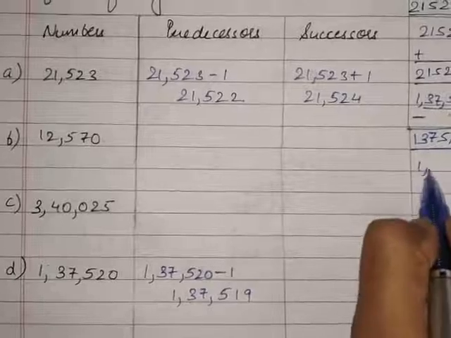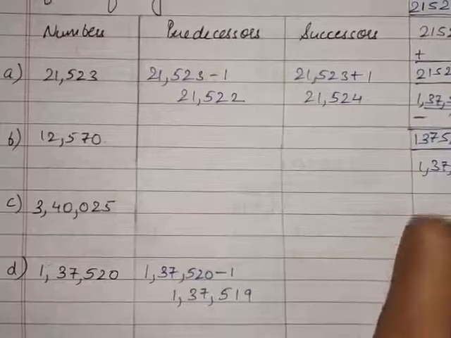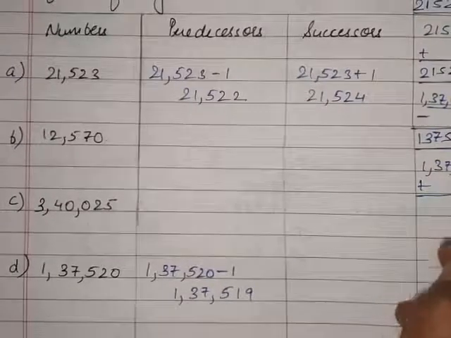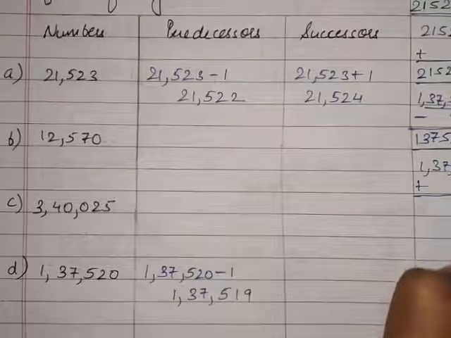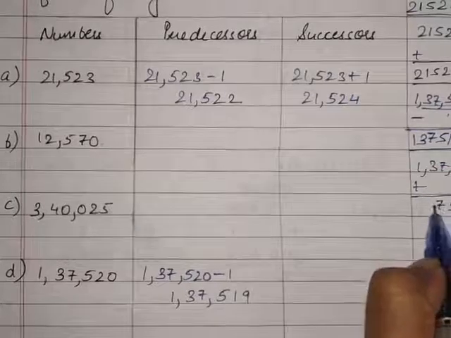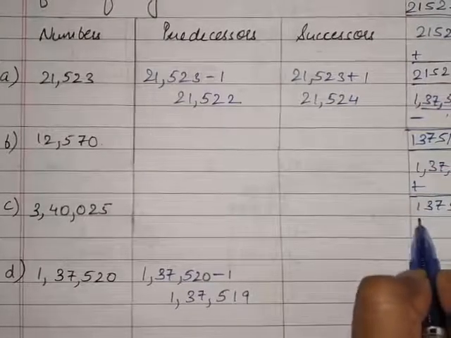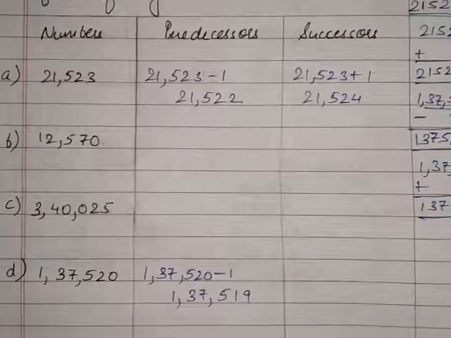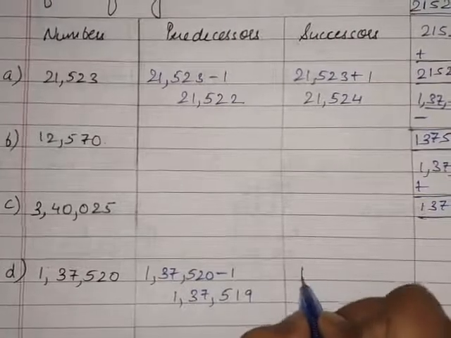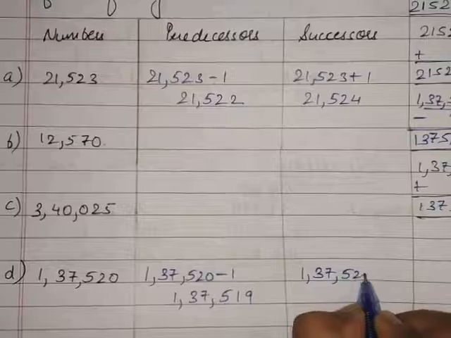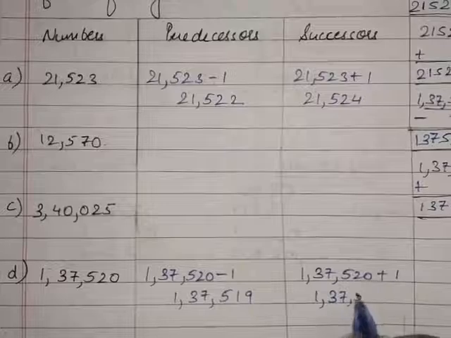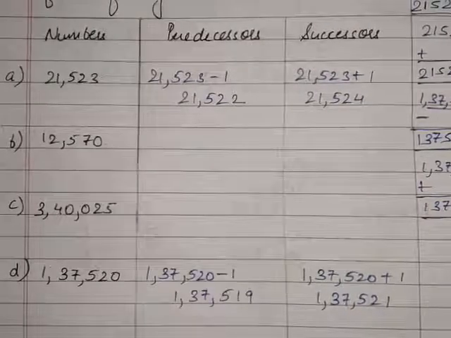See, we will note down 1,37,520 plus 1. What will we add? Plus 1. So we will see what we will get. 0 plus 1, 1. 2 plus 0, 2. 5 plus 0, 5. 7 plus 0, 7. 3 plus 0, 3. 1 plus 0, 1. So what is the successor of 1,37,520? It is 1,37,521. See, we will note it down. 1,37,520 plus 1. So 1,37,521 is the successor of the given number.